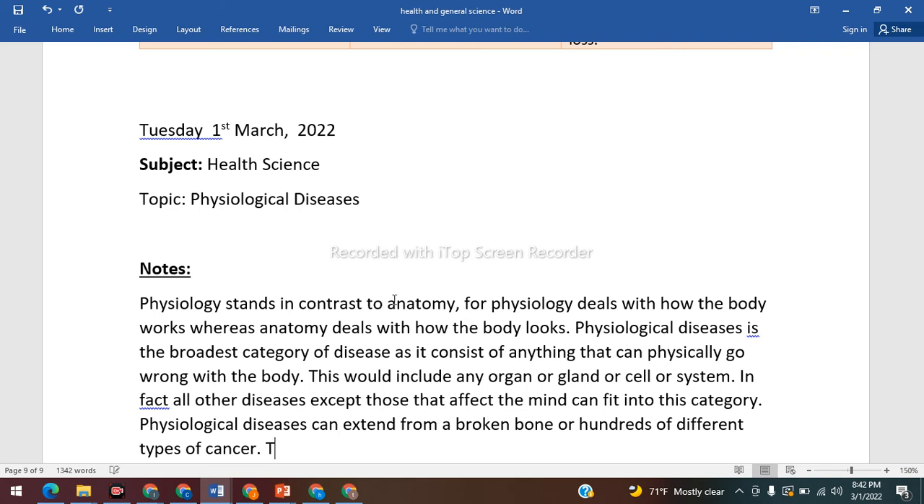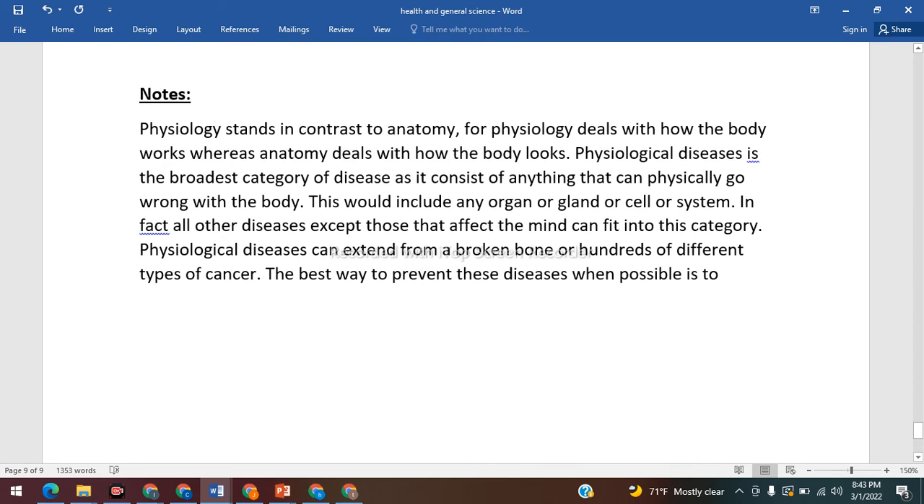Now, the best way to prevent these diseases, when possible, is to what? What's the best way to prevent disease? Change your diet. Very good. Not only a diet but also lifestyle. It is to live a healthy lifestyle.